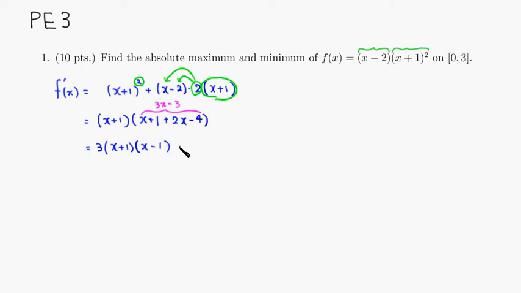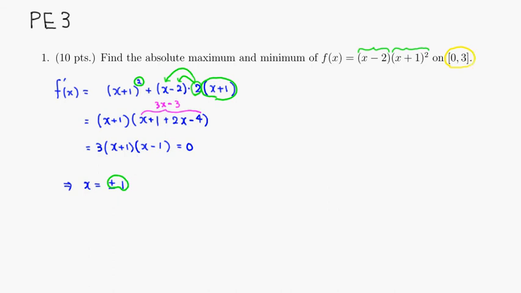So we set this equal to 0. Then we will have two critical numbers, x equals positive 1 and negative 1, so plus or minus 1. In this case, the interval is from 0 to 3. So therefore, we should only consider the positive 1. Negative 1 is not on this interval.